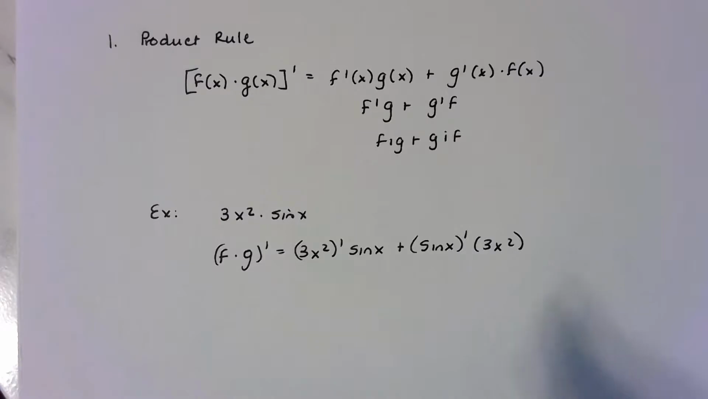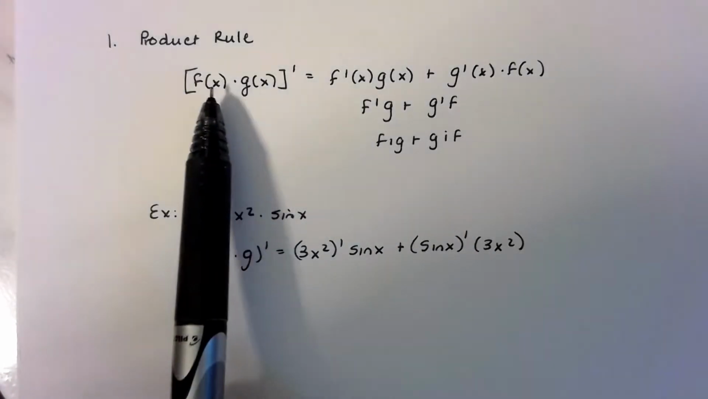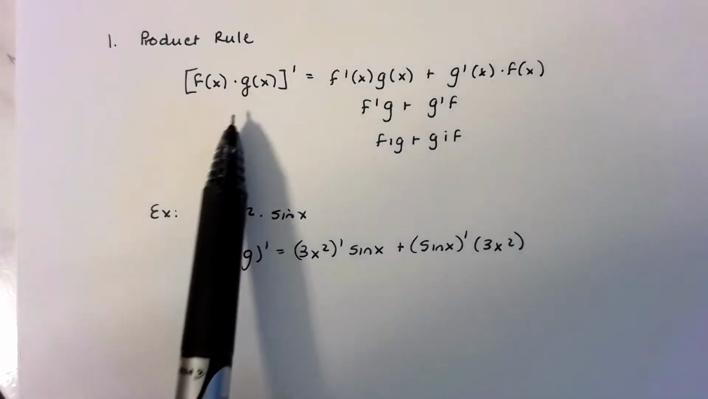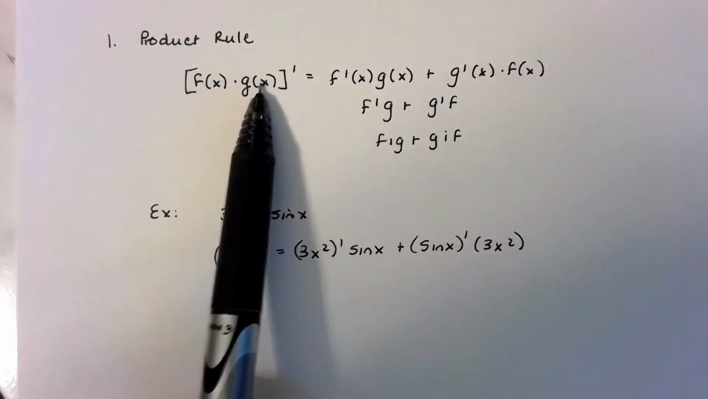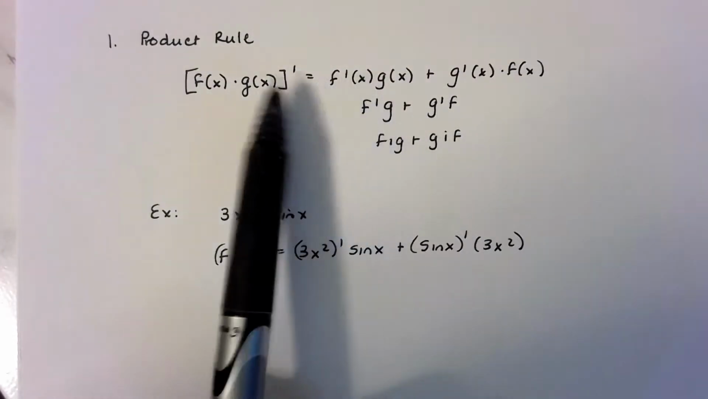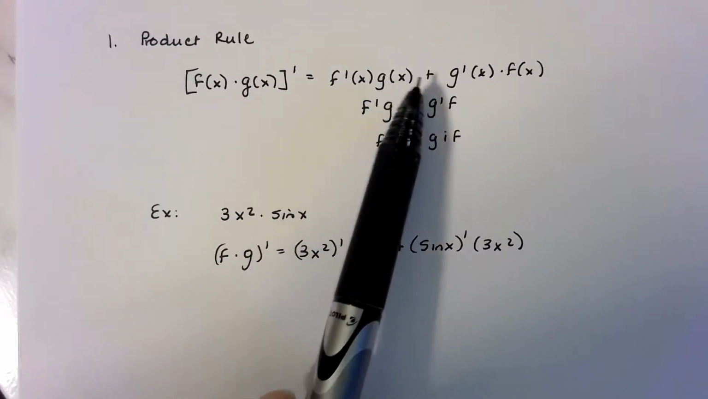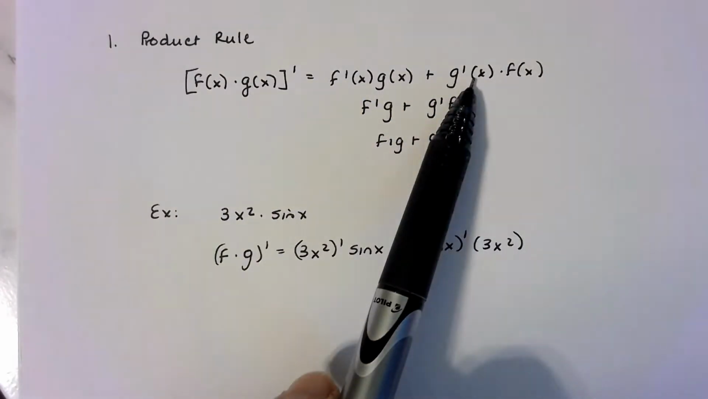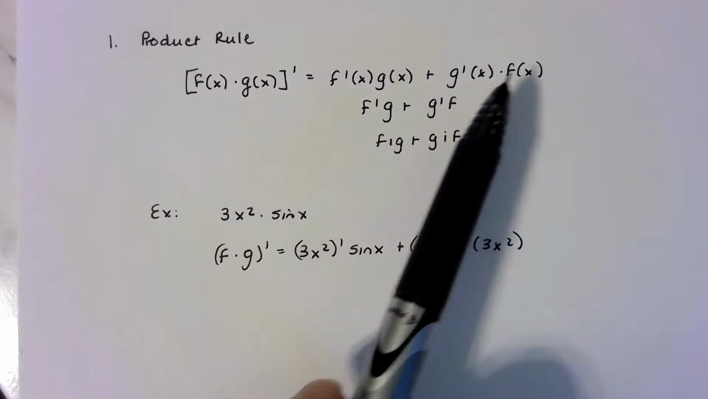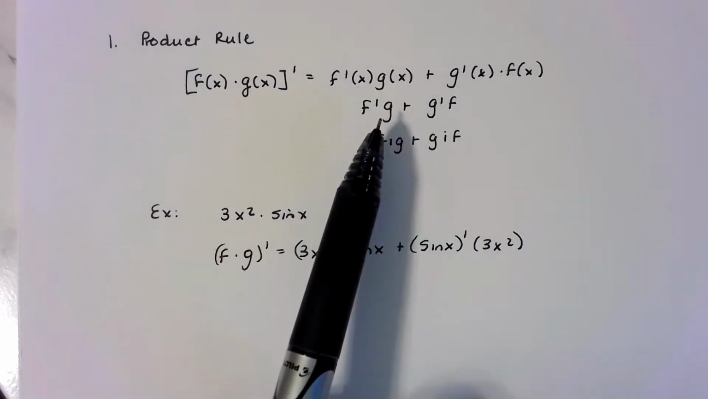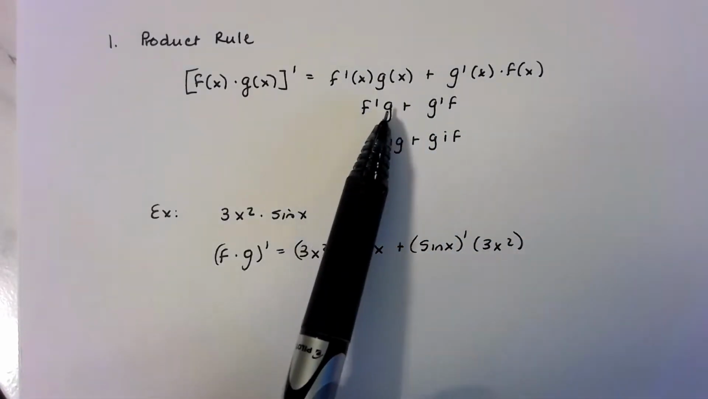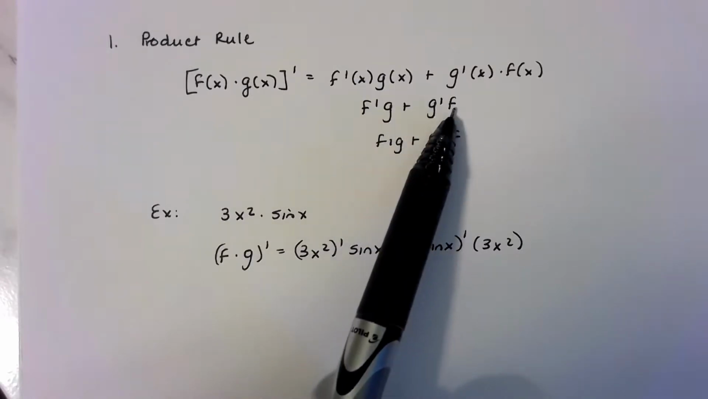But the product rule simply says that if you have the product of two functions and you want the derivative of that product, then you take the derivative of the first factor, multiply it times the second, plus the derivative of the second factor multiplied by the first. We can do this in shorthand notation if you like, f prime g plus g prime f.